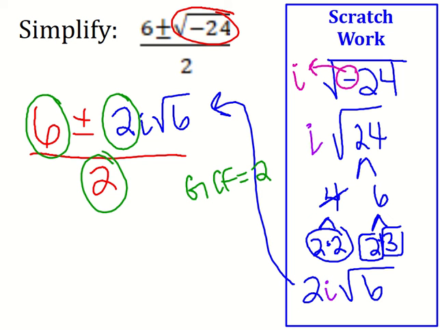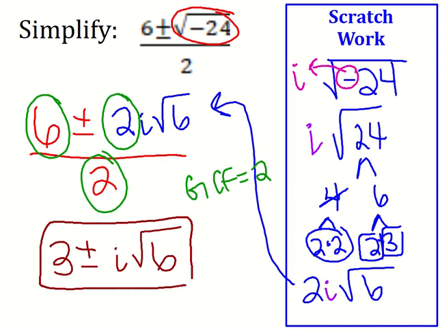And get a further simplified fraction here. So 6 divided by 2 is going to leave me with a 3. I have a plus and a minus. 2 divided by 2 is just a 1. Root 6. And then a 2 divided by 2 is just going to give me 1. So everything over 1. And this is my simplified answer.